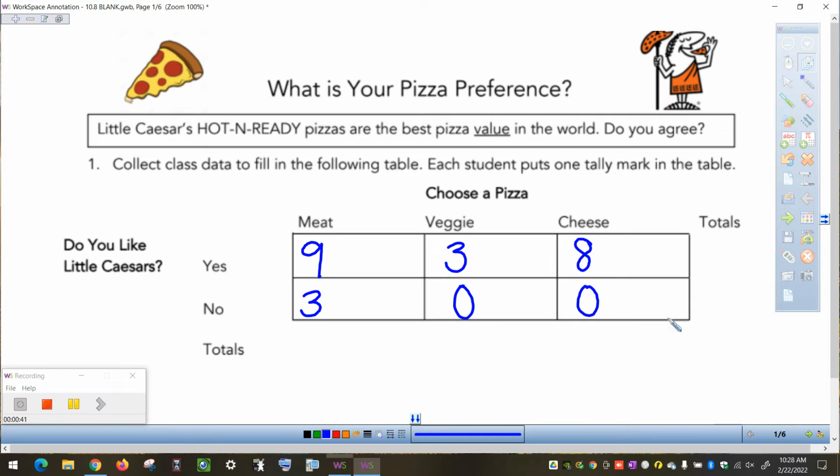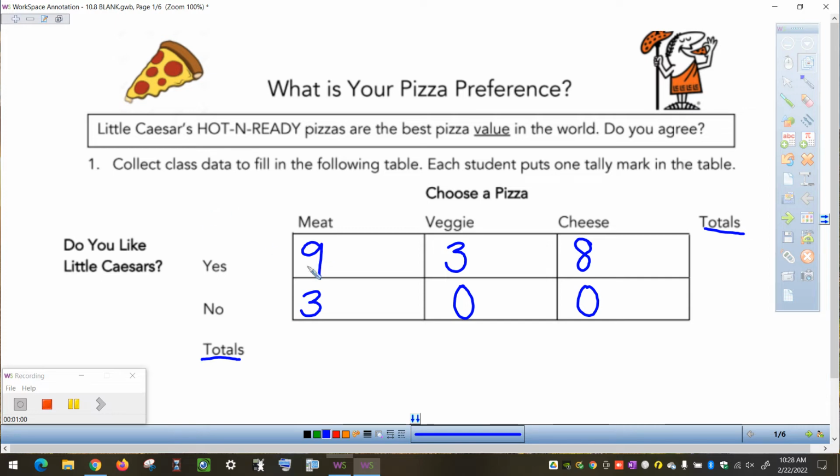So this is interesting. Actually, most of our class seems to have preferred Little Caesars. We only have a few people in the no category. All right, but this is going to be some good data that will allow us to work through our activity today. So we're going to go ahead and start by filling in the totals at the edge of each column, at the edge of each row, and then we're also going to figure out a table total.